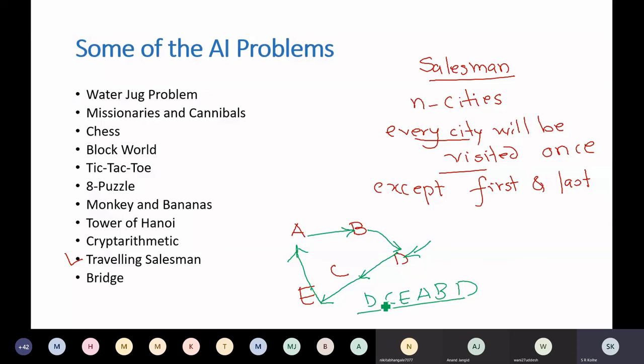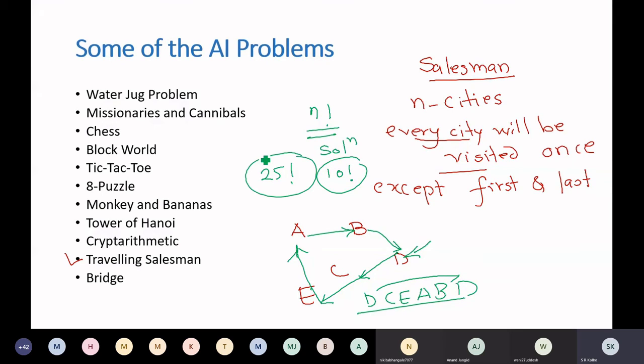Now why is this important? You will have to make this trip in a reasonable amount of time. Now you want an optimal solution, and this is a combinatorial problem. Since there are n cities, there are n factorial solutions. So if n is 10, how many possible solutions will there be? 10 factorial. It's a large number. And if the number of cities is 25, then 25 factorial solutions will be there. And out of these solutions, you will have to find the optimal solution. So it's an optimization problem, a combinatorial problem.